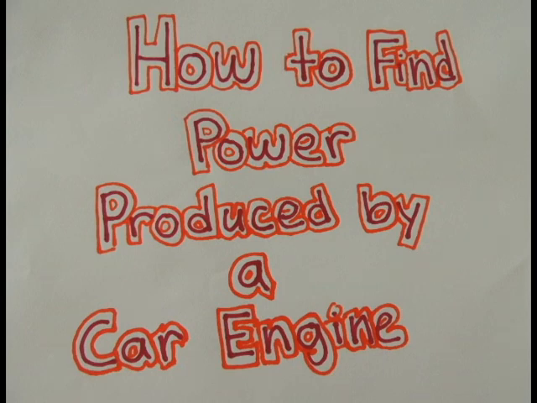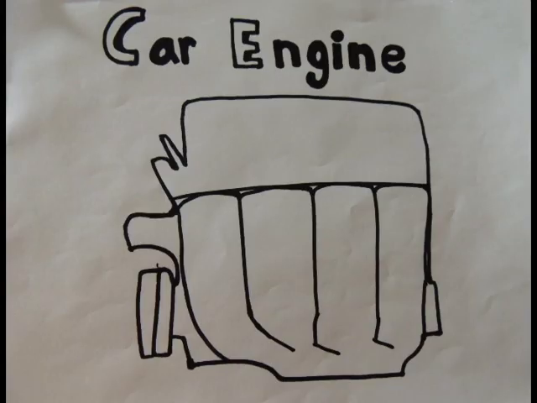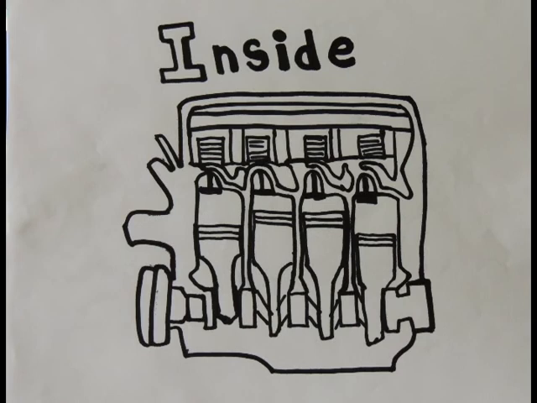In this video, we're going to learn how to find power produced by a car engine. Let's start by looking at an engine and how it works. This, of course, is a car engine. The parts that are creating the work are inside. Inside the engine, we have cylinders with pistons attached to a crankshaft.